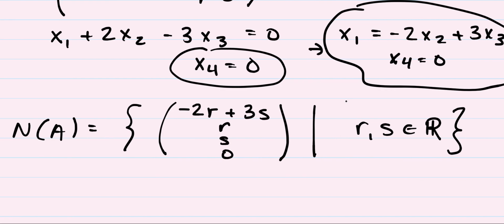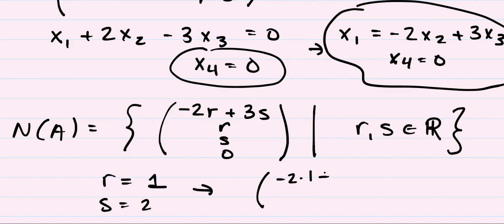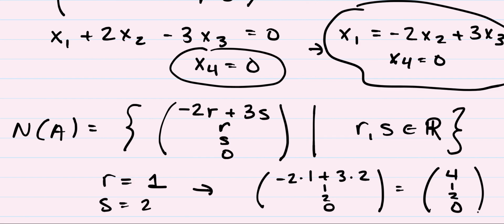You can check this. So vectors in the null space, if you let r equal 1, and let's say we let s equal 2, then we'll have negative 2 times 1 plus 3 times 2, 1, 2, 0. This is negative 2 plus 6, it's 4, 1, 2, 0. This vector is in the null space.